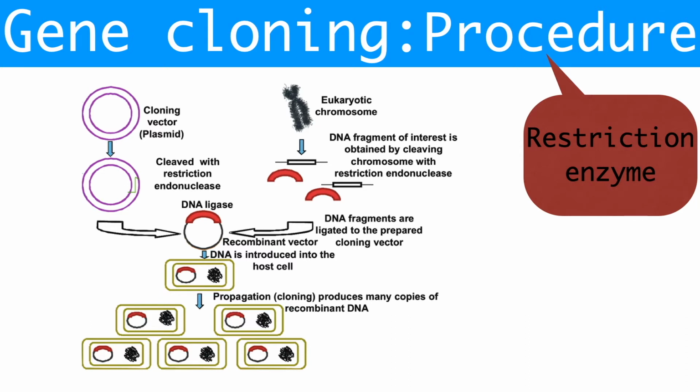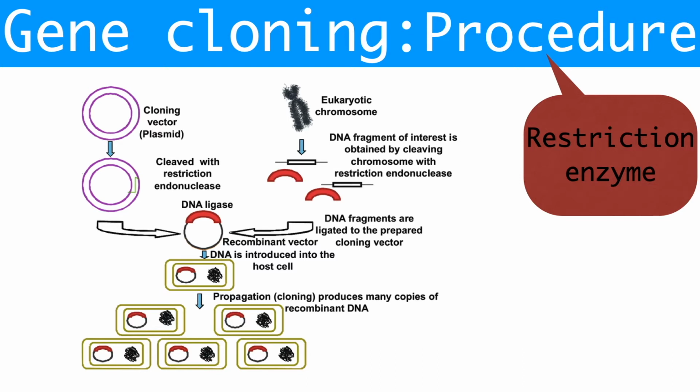Then we transform this recombinant into the specific host cell and grow them in specific media, and we extract these cells and extract the DNA for further study. This way, using the restriction enzyme, we can proceed with gene cloning.